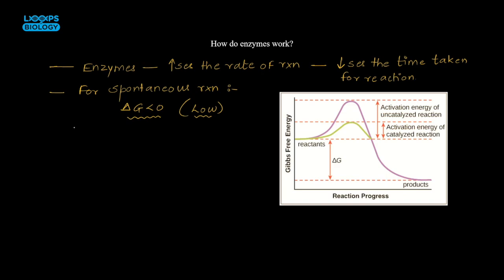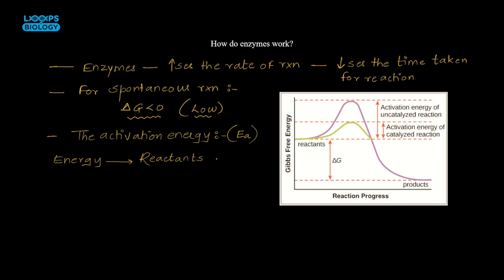Got it? So in this particular case, the activation energy is going to play one role. Now, what do you mean by activation energy, which is represented as EA? It is the energy that is given to the reactants to reach the maximum energy stage, and that energy stage is called the transition state.